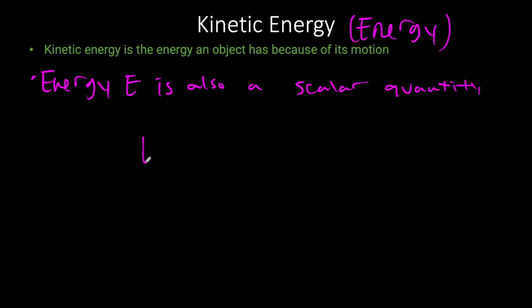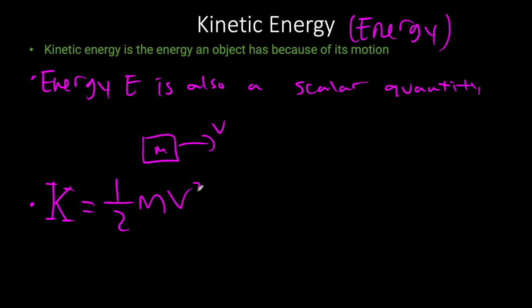When an object is moving at velocity v, it obviously has some energy. You know it because it's moving, right? So kinetic energy, usually represented by the capital letter K, is equal to half times mass times velocity squared.